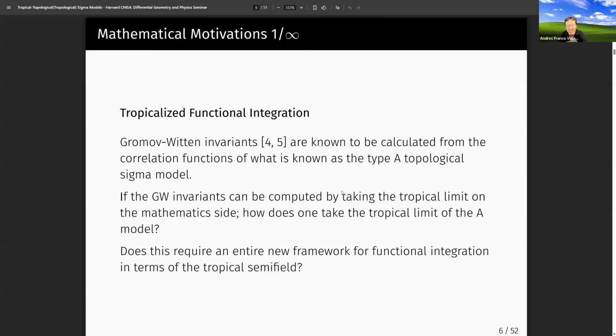And so, the mathematical motivations, there's an infinite number of them actually, because a lot of these statements are, in some sense, you can't make them too rigorous. As mathematicians, we'd like to be able to really know what we mean by all these things. The one that I'm going to try to emphasize for this particular seminar is that we would like to construct the notion of tropicalized functional integration.